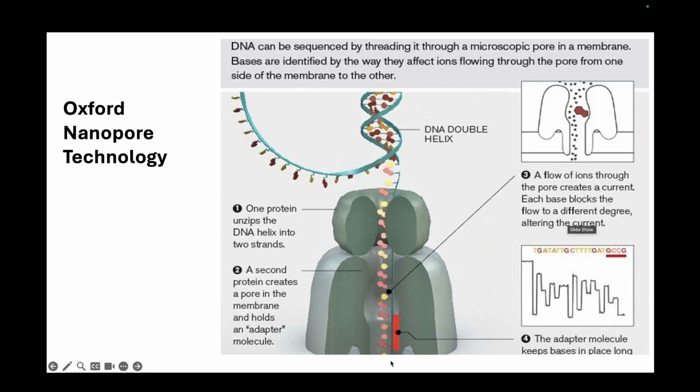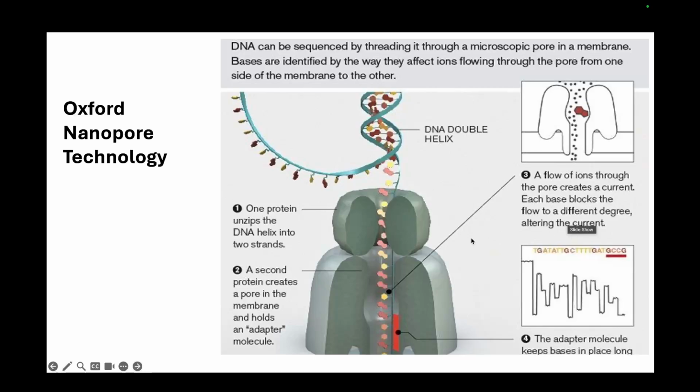The second protein, the one below, creates a pore in the membrane and holds an adapter molecule. This adapter molecule basically holds the whole DNA fragment in one place. It does not fully pass through. After that, a flow of ions through the pore creates a current, and each base blocks the flow to a different degree, altering the current.